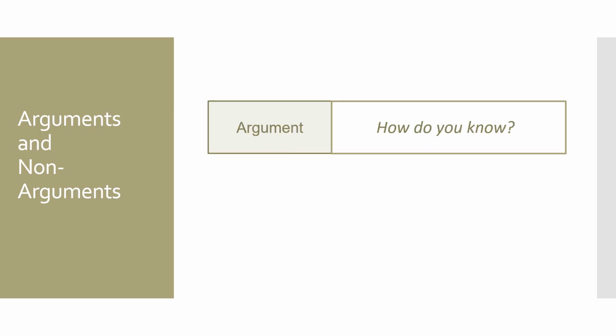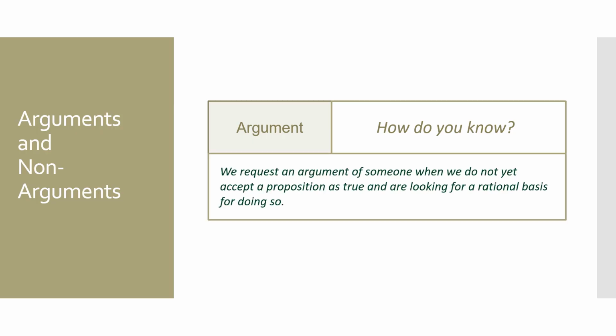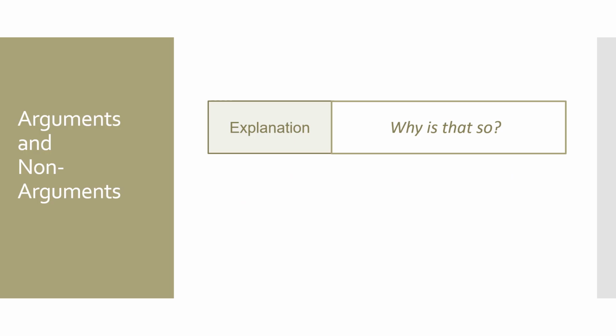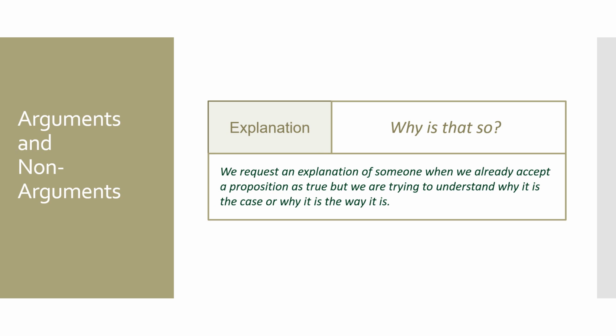An argument essentially is asking, how do you know that that's true? And essentially, we demand an argument of someone when we do not yet accept a proposition as true, and we're looking for some rational basis for doing so. An explanation, on the other hand, is asking, why is that so? And notice, when we ask a question like, why is that so, there's a presumption that we already accept it as true. We request an explanation of someone when we already accept a proposition as true, but we're trying to understand why it is the way it is.